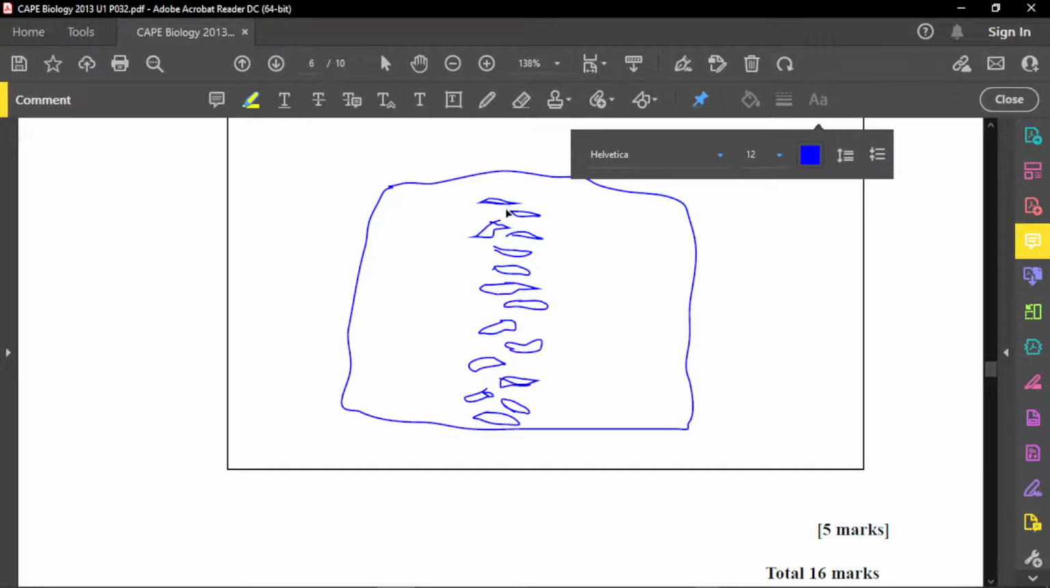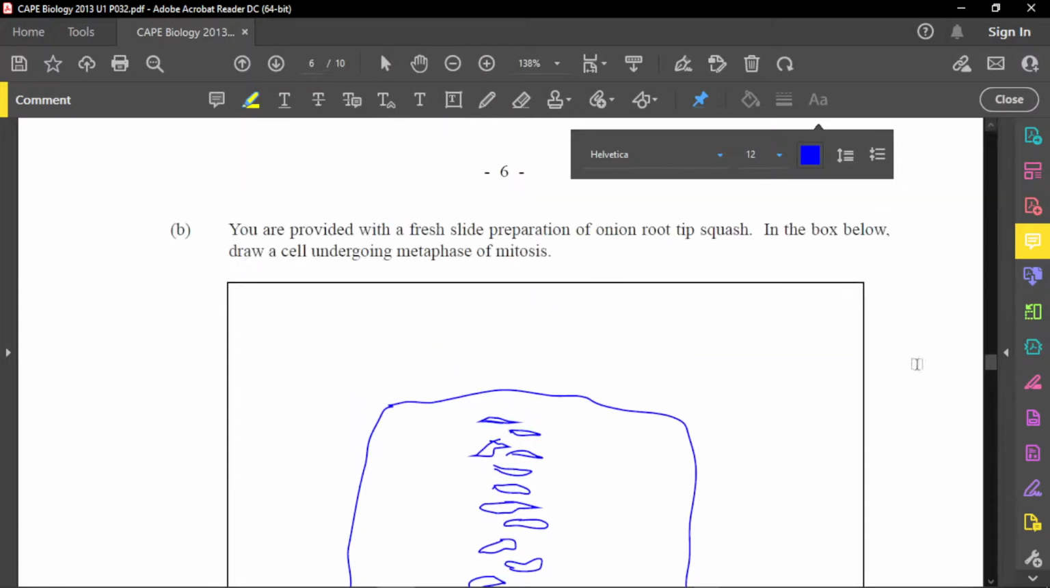All right, so when looking at the slide, don't be alarmed or confused if you see that some of the chromosomes are slightly away from each other. The idea is they're in one line in the middle of the cell along the metaphase plate in single file, one behind the other. That's the most important thing. All right? And I know this is a 5-mark question.